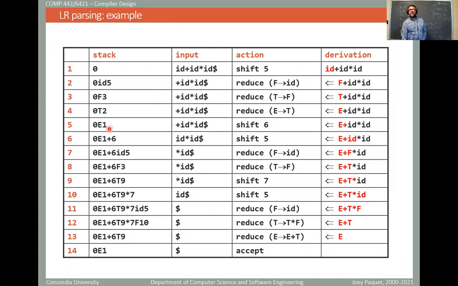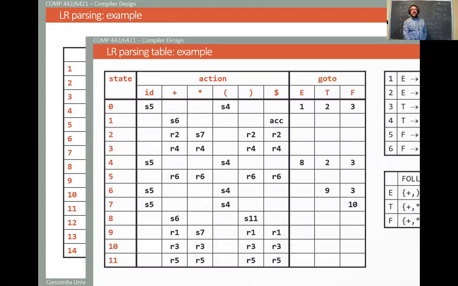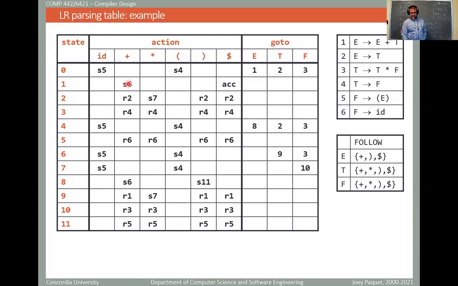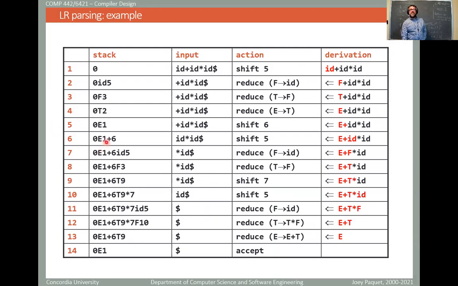So I push 1. Then other iteration, 1 plus. 1 plus is shift 6. So shift 6. You take this plus here and you push it onto the stack, and then it's a shift 6 operation. So I push 6 onto the stack. Then 6 ID. If I go in the table, I'll find shift 5.